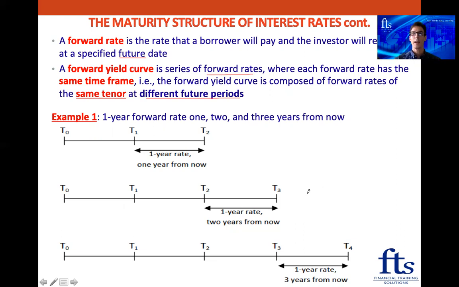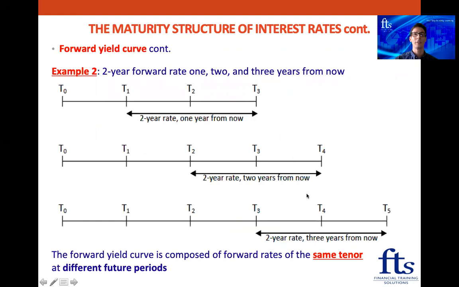So let's try another example, and that'll help us again to reinforce this. Now we've got a 2-year forward rate, 1, 2, and 3 years from now. So you can see here is a 2-year rate 1 year from now, and here's a 2-year rate 2 years from now, and here's a 2-year rate 3 years from now. So you see, I cheated here. I copied and pasted what was on the previous slide just to reinforce it.